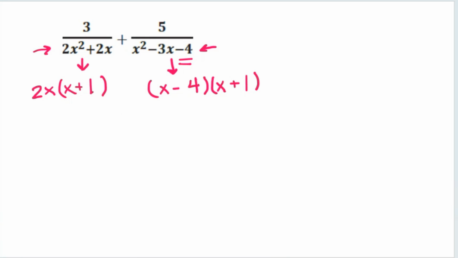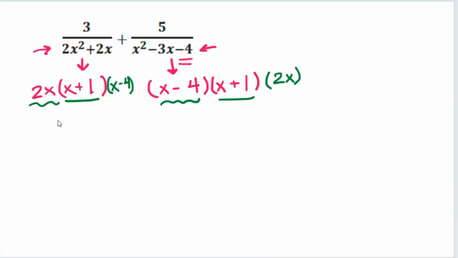But in order to turn these into common denominators, I take what is not the same. So here you can see they both have an x plus 1. I need to move this 2x. I need to bring it over here as well. And this x minus 4, it's on the right side, but it's not over here in the left side. So now my denominators have all three of the same terms, the 2x, the x plus 1, and the x minus 4.